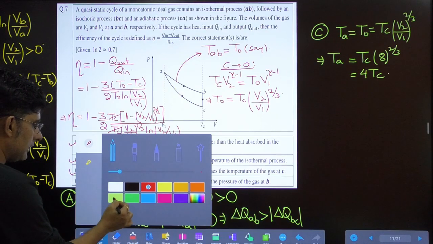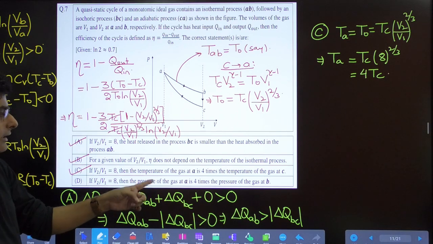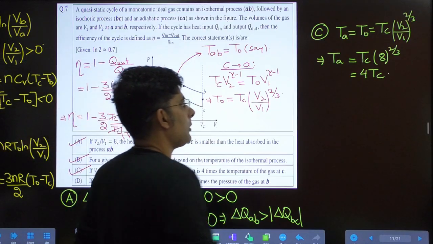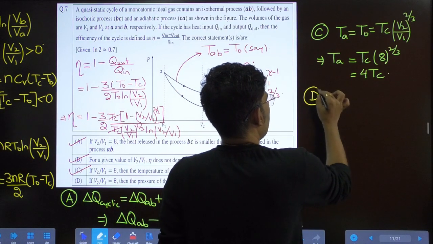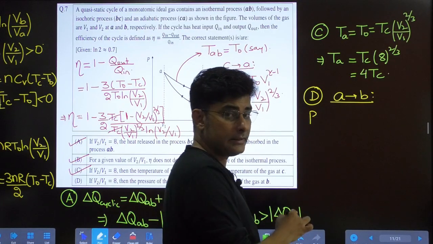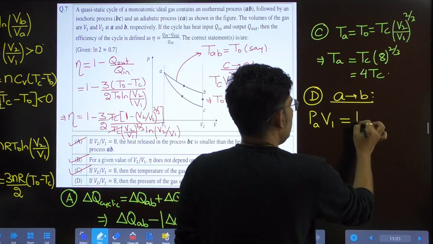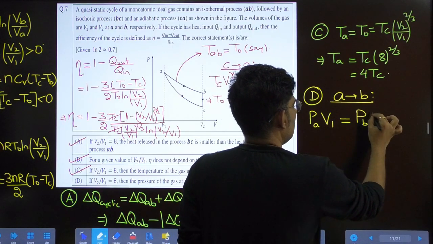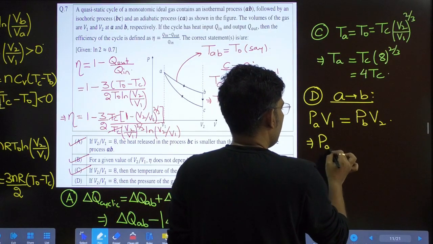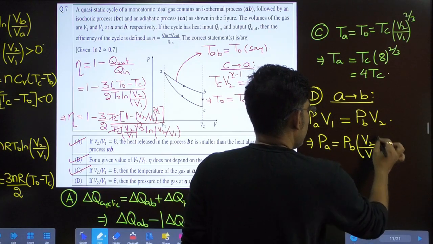Now comes the last part of the question. V2 by V1 is 8, then the pressure of gas at A is 4 times the pressure of gas at B. Now A to B you can see is an isothermal process. So for the D part, when we go from A to B isothermal process, we can directly use PV is constant. So PA, VA is V1, PB, V2.